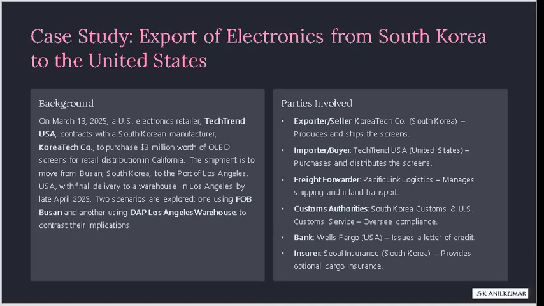Two scenarios are explored and they have to decide which one to choose. One is FOB Busan, which is in Korea. Another is DAP Los Angeles, which is in the USA. And then we have to understand which is better.